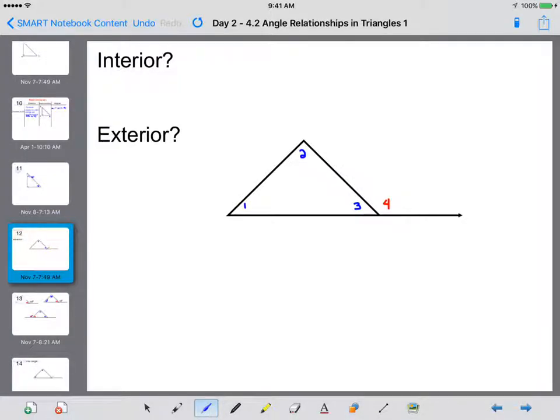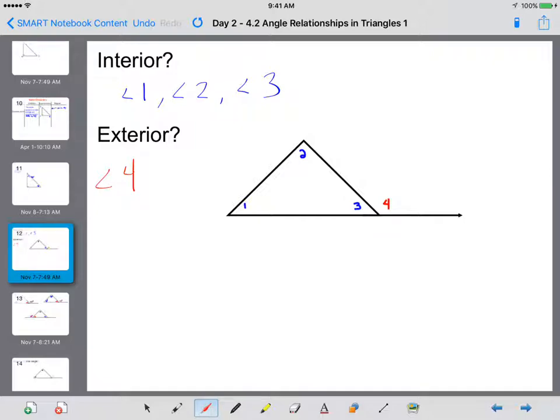Welcome to this lesson on exterior angles of a triangle. When we look at the diagram here, we try to figure out which angles are the interior angles. Interior is a word that describes the inside. So for instance, angle 1, angle 2, and angle 3 are all on the inside. The exterior angle in this diagram would be angle 4.